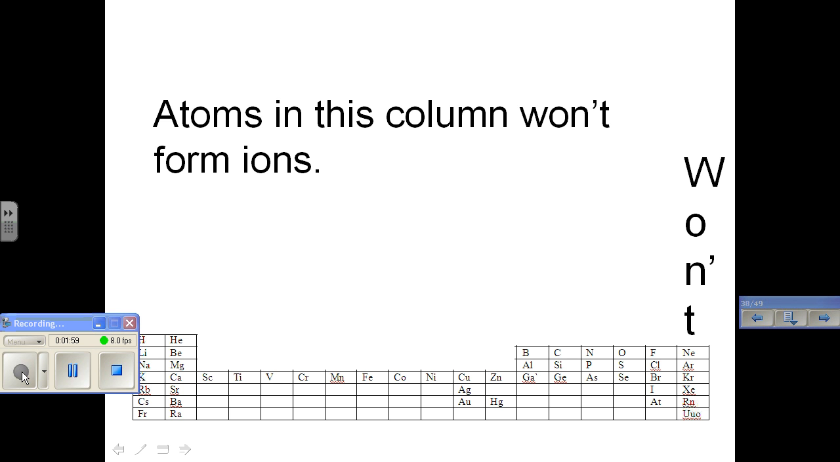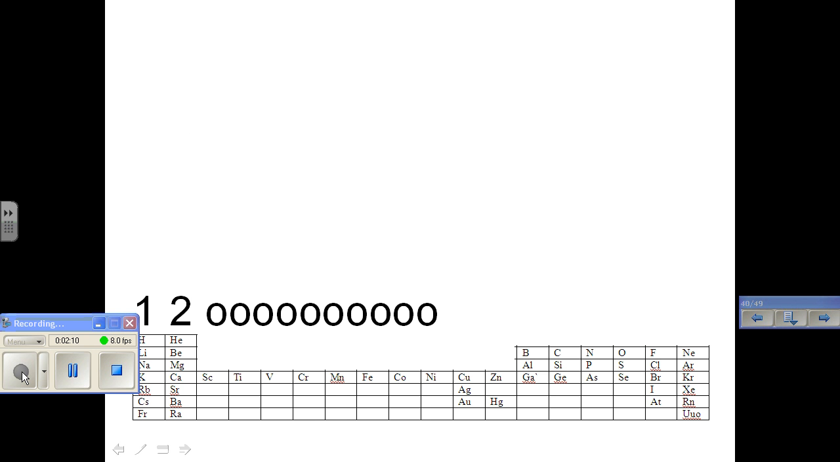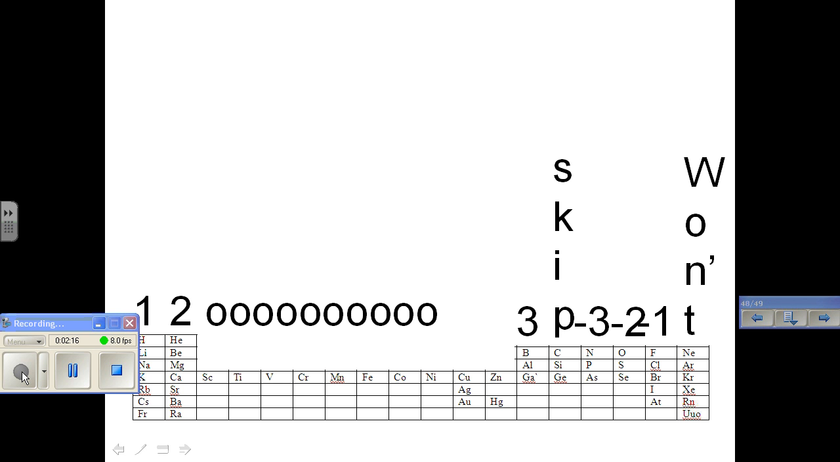The other atoms form ions so that they can look on their outer energy level like the noble gases. The noble gases already look like themselves, so they don't have to form ions. So let's memorize this. 1, 2, 3, skip, -3, -2, -1, skip.